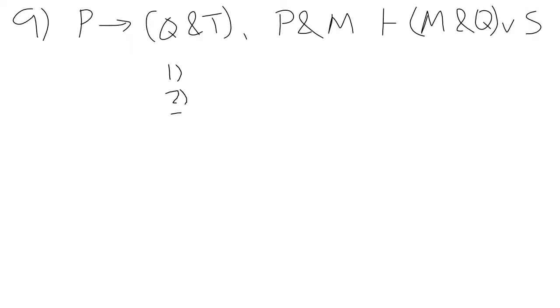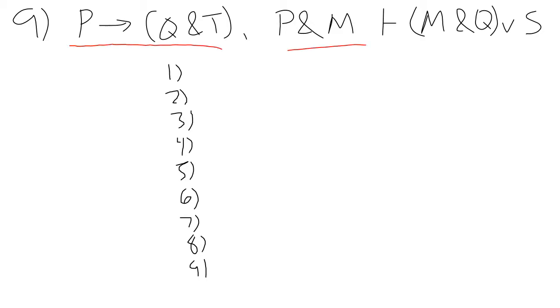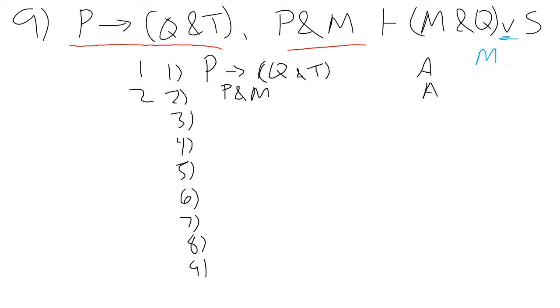Now on to problem 9. How many premises do I have? I've got 2. P arrow Q and T. It's an assumption. P and M as an assumption. Now, let's look at my conclusion. My conclusion, the main operator is the wedge. So I'm looking for M and Q, or I'm looking for S. As long as I can get one of them, I can wedge in the other one with my wedge in rule. So let's look at the 2 premises that I have.